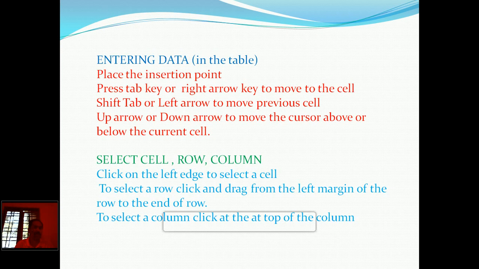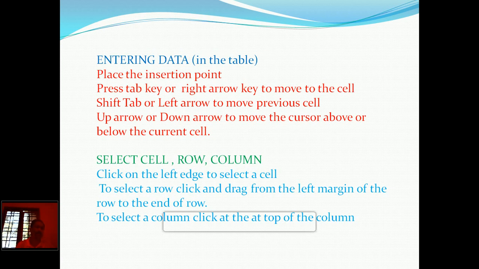Step number 1, place the insertion point. We know that when you move the mouse pointer, the arrow will be there. Just move that arrow inside the cell where you want to type the data. Just click inside the cell. Then the cursor, or the insertion point, will be displayed there, blinking.